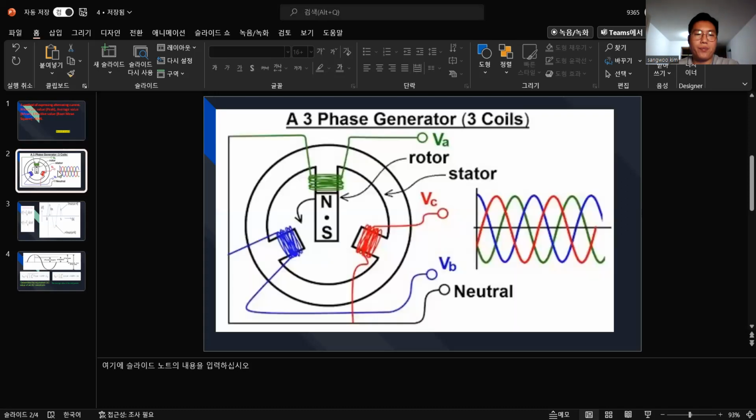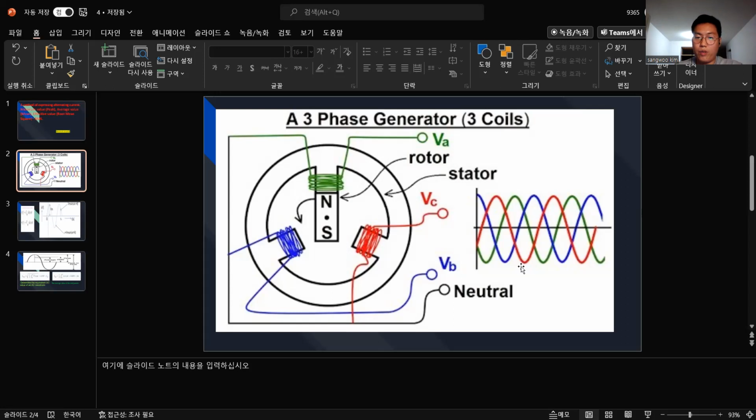Let's see. Here, this is a 3-phase generator, right? The stator part is the coils here. It's stationary here, right? And the rotor is the revolving part. So we say the magnet is revolving now, right? So we say revolving field type. Okay, we generally use this. So try to remember this, okay.